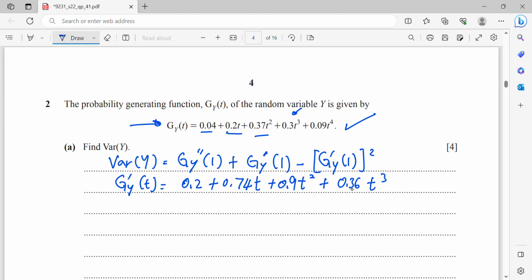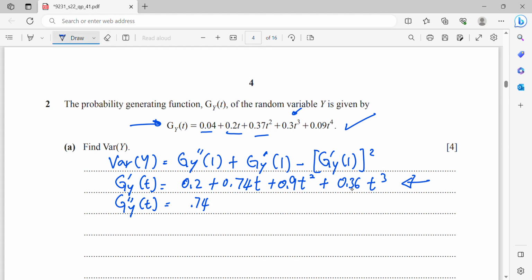Now I will get my second derivative first, before I calculate GY prime and GY double prime when t equals 1. So when you differentiate GY prime now, the 0.2 becomes 0 because this is a constant. The next term 0.74 t becomes 0.74.